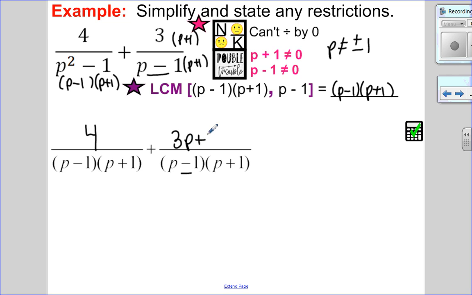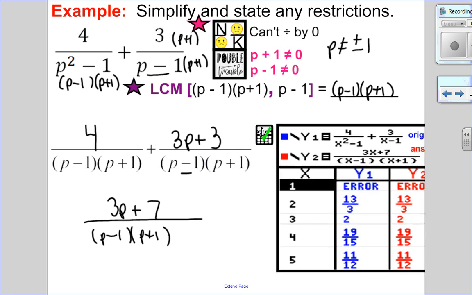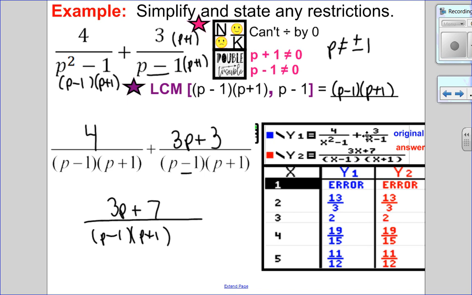So I have 3p plus 3. Now we can combine it as one big fraction with the common denominator, and I'll have 3p plus 4 and 3 is 7. That can't be factored, so that'll be my final answer, which of course I always check in my calculator, and you can see original in y1, answer in y2. They are equal in the table, so I know that is my final answer.